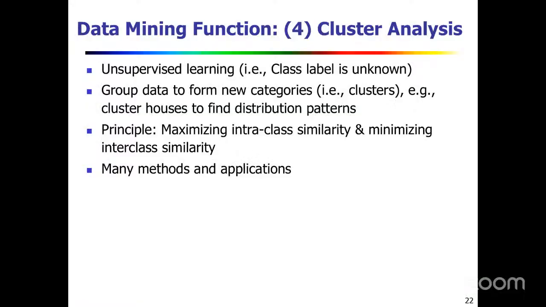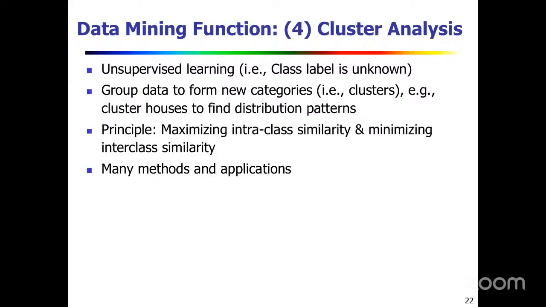Related places, related events, or something like that. Group data to form new categories. We can say that it is treated as a cluster. For example, cluster houses to find the distribution patterns. Okay, cluster of houses: how many houses are there in a particular region, which are close to each other, nearer to each other.